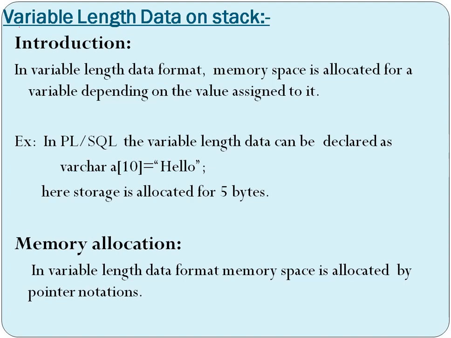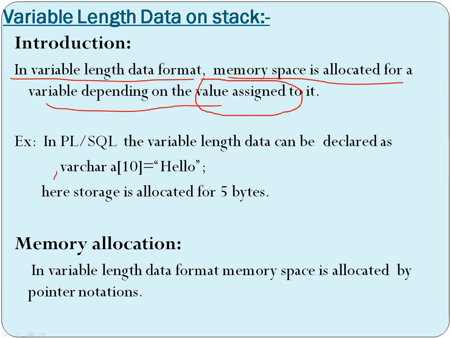Next, variable length data on the stack. In the stack area, the data may sometimes be variable length data also. In variable length data format, the memory space is allocated for a variable depending on the value assigned to it. So how much memory is going to be allocated for a variable depends on the value being assigned, so we can change the memory space of a variable.